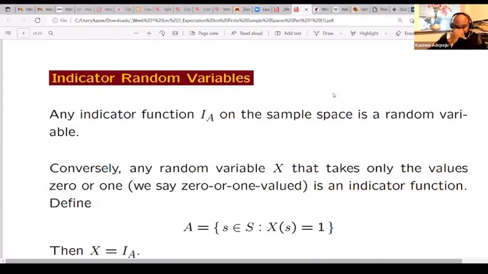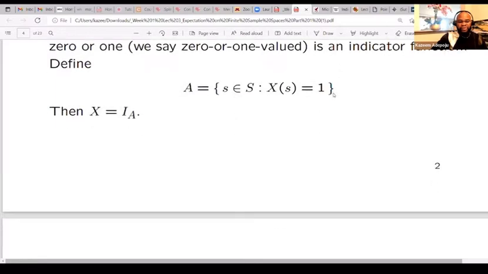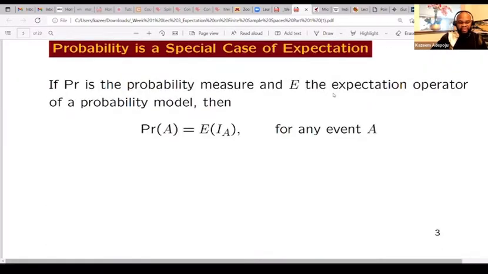Generally speaking, an indicator is a random variable that is only assigned the values of 0 or 1. You can picture this if you're doing business, where in the sample space there is either the occurrence of profit or the occurrence of loss. When profit occurs, I label the indicator function as 1, and when loss occurs, I label it as 0. That's exactly what we mean by indicator function.